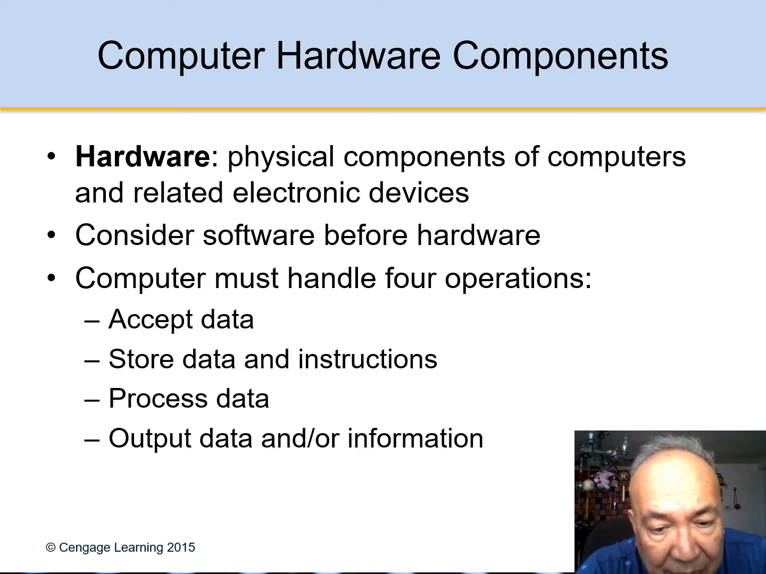Now, computers have two parts. We have the software and the hardware. The software is what we call the programs to do a certain work. But the hardware is where you put the programs, and the hardware is the one that runs the program. Now, the hardware has four operations, and that also goes with the software.